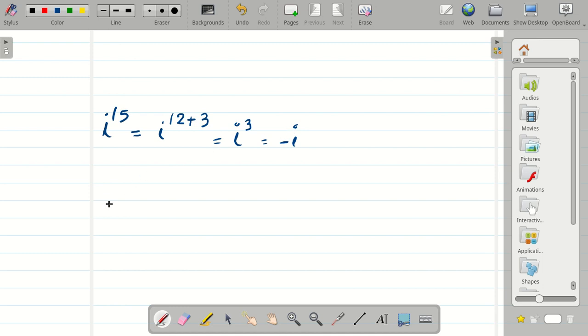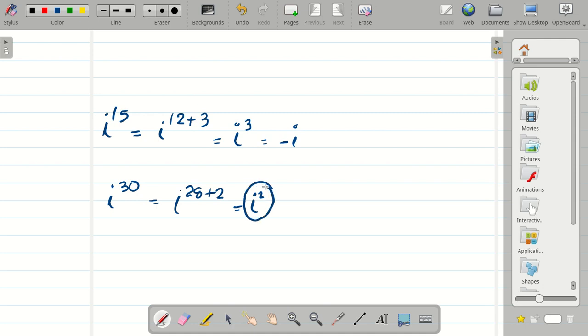Okay, now let's go for I to the power 30. Can you give me the number which is just less than 30 but a multiple of 4? Yeah, 28. And then you go for plus 2. So what will be the answer? Now I'm going to reduce the step. That will be I square.